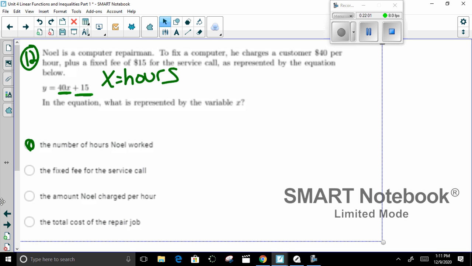The fixed fee for the service call is my y-intercept, my 15. The amount Noel charged per hour is the $40, so not the X part. The total cost of the repair job would be the Y, once I figure out how many hours. So that's all out of there, and A is my option.